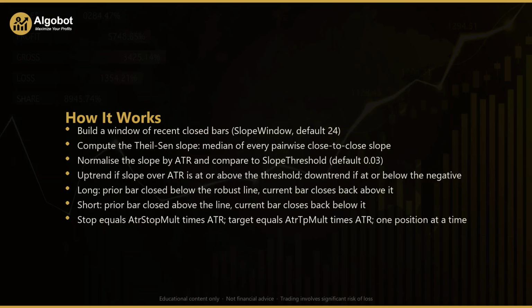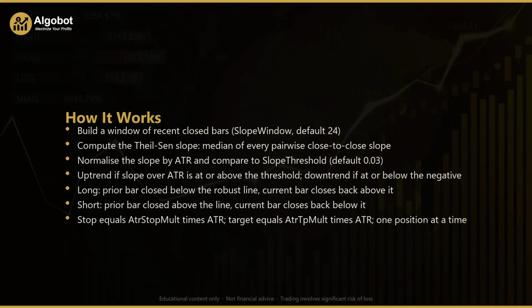Next, it divides that slope by the average true range, using the ATR period parameter, which defaults to 14. This produces the normalized slope, the net drift per bar, in ATR units. The strategy then compares this value against the SlopeThreshold, which defaults to 0.03. If the normalized slope is at or above the positive threshold, the market is classed as an uptrend. If it's at or below the negative threshold, it's a downtrend. Anything in between is treated as flat or choppy, and the strategy simply stands aside and waits. This filter is the gatekeeper that keeps it out of directionless conditions.